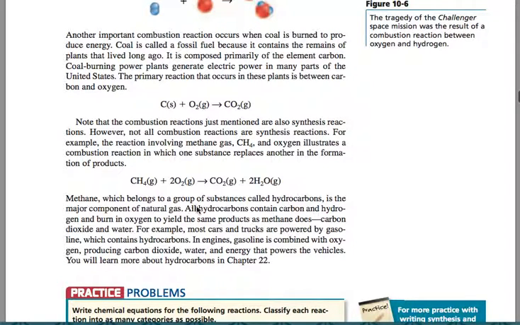Methane, which belongs to a group of substances called hydrocarbons, is the major component of natural gas. All hydrocarbons contain carbon and hydrogen and burn in oxygen to yield the same products that methane does, carbon dioxide and water. For example, most cars and trucks are powered by gasoline, which contains hydrocarbons. In engines, gasoline is combined with oxygen, producing carbon dioxide, water, and energy that powers the vehicles. You will learn more about hydrocarbons in chapter 22.